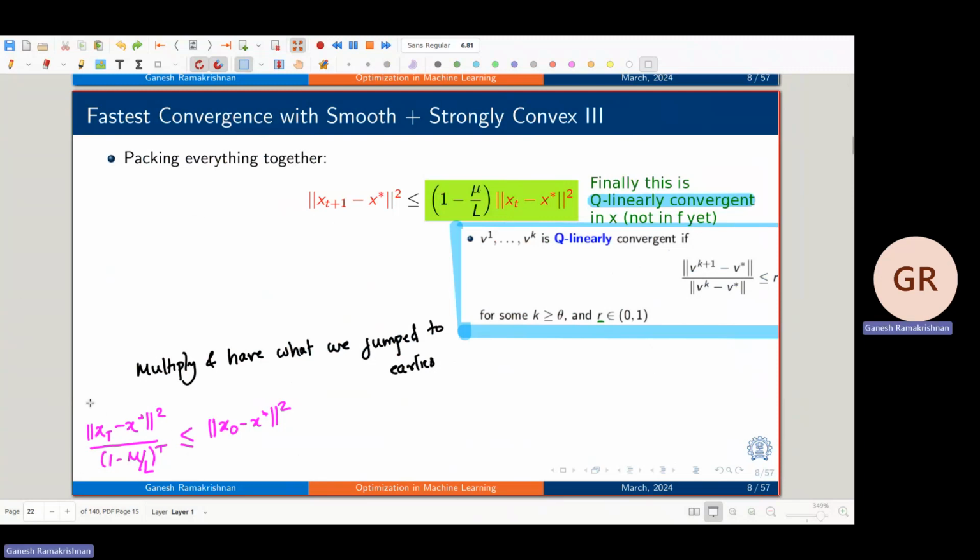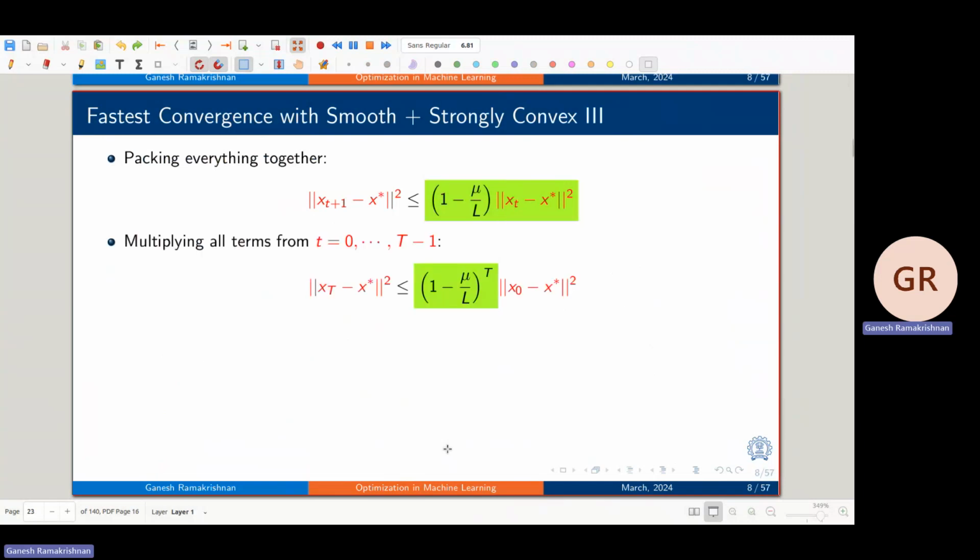And you can show that eventually norm x capital T minus x star square divided by 1 minus mu by L raised to T is less than or equal to norm x naught minus x star square. Keep applying this, that is what we are coming to. So multiplying all the terms, this is effectively applying that telescopic summing. Many terms are getting cancelled. So now you can see where that log of 1 minus epsilon is coming from, right?